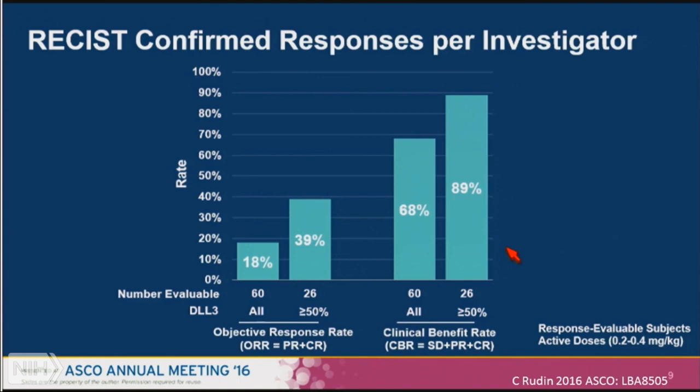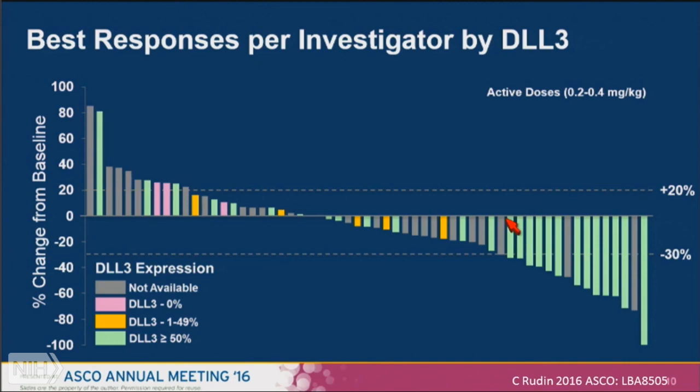And this is the waterfall plot of the best response after treatment. Here they stratify patients based on the expression level of DLL3. All these patients had a shrinkage of the tumor, but the patients under the dotted line are considered to have a response after treatment. As you can see here, most of the patients who had a response had an expression of DLL3 of more than 50%. And some of the patients with a gray bar just do not have data on the DLL3 expression. But again, it makes a lot of sense because this is a targeted agent, so you need to have the target in order for the drug to take effect.